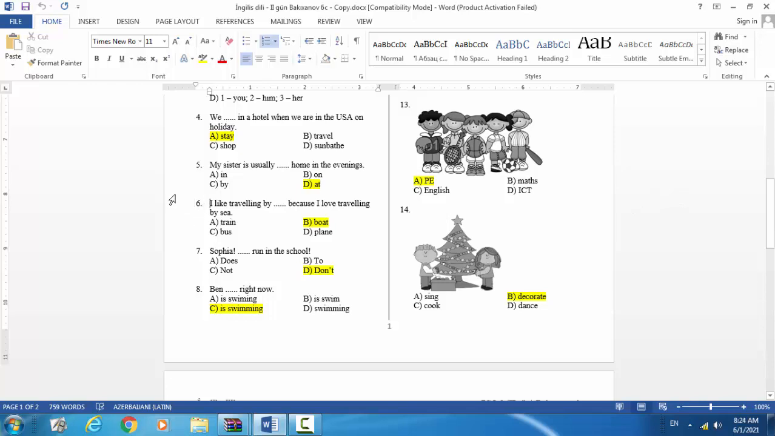Question 6. The only transport mean used in the sea is boat here. So B is correct answer. People can't use buses, trains or planes in the sea. I like traveling by boat because I like traveling by sea. Question 7. The imperative sign at the end of the sentence shows that this is an imperative sentence. As you were taught, imperative sentences usually start either with a verb or with don't. Sophia, don't run in the school.